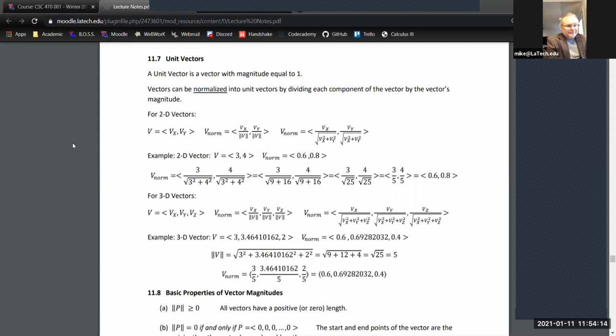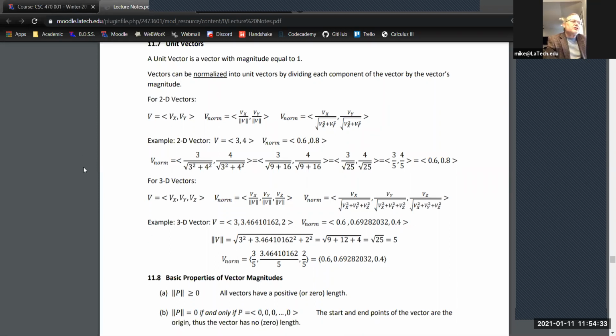Again, sometimes some of the calculations that we're going to be doing later on are going to require that the vector be normalized before you do the calculation. So we're just showing you how to do that calculation now.